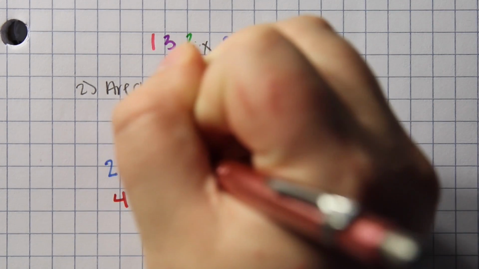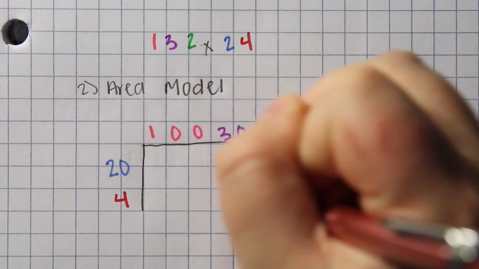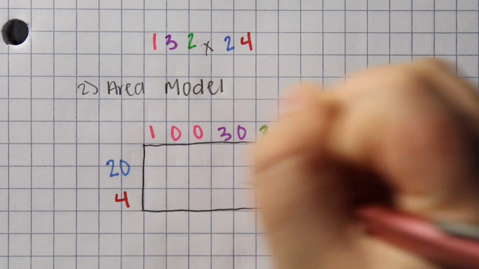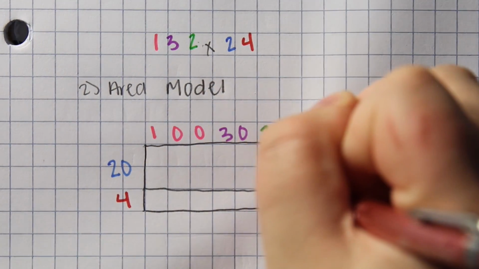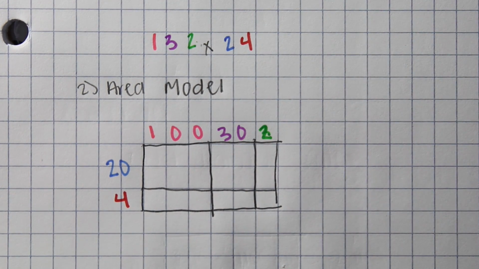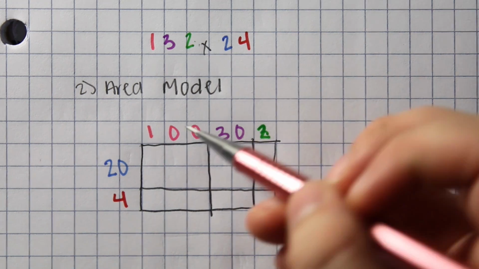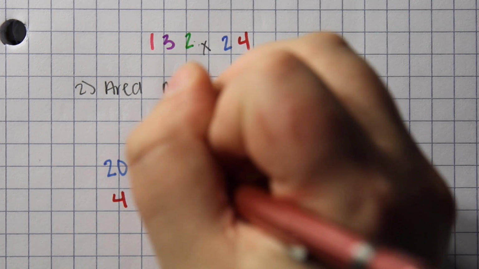Again, this is not drawn to scale whatsoever, but it is just representing what the area would be inside of this. We're really taking 1, 3, 2 groups of 2, 4. So the first step would be doing 100 times 20, which is going to be 2000.